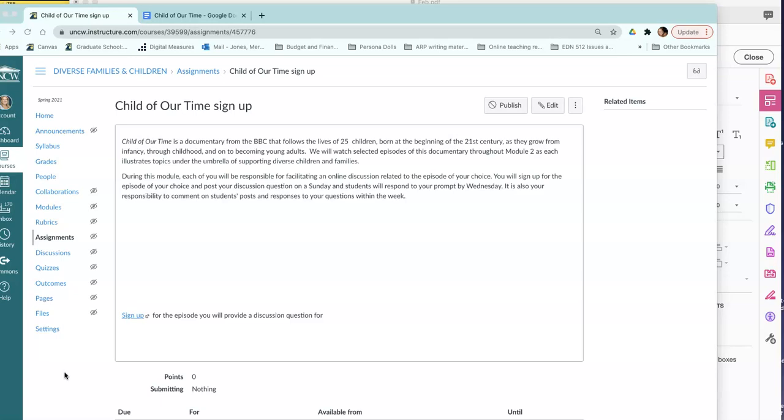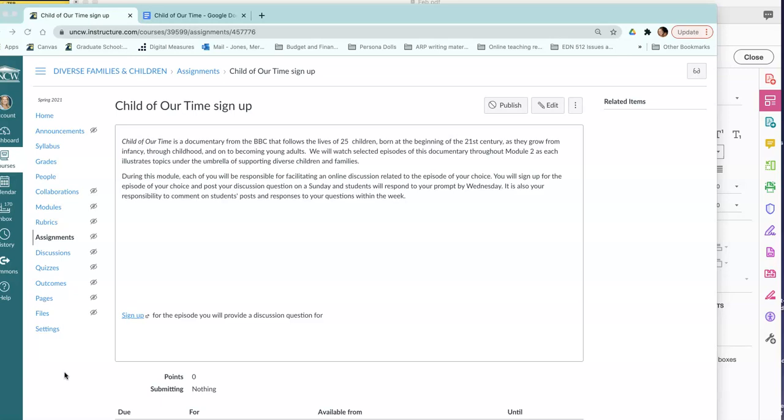As the facilitator, it's also your responsibility to go in and comment back to your peers, say, hey, that's a really good point. I didn't think about that. Or, wow, I really like the way you answered my question. Or, oh, well, maybe, did you think about this? You're playing the role of a facilitator.